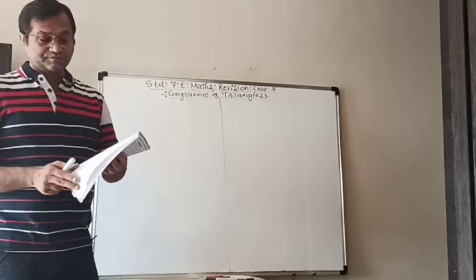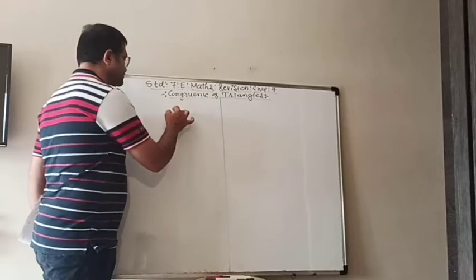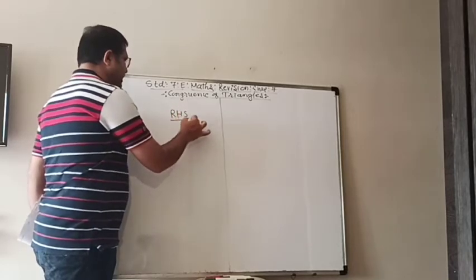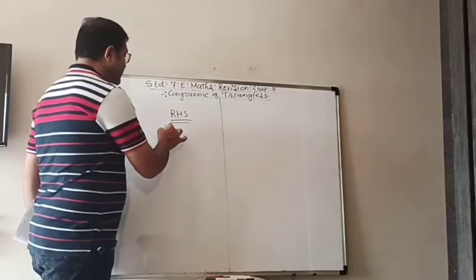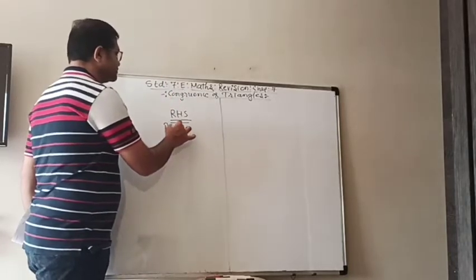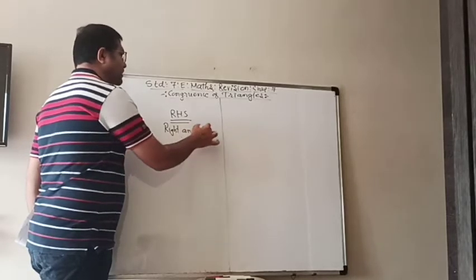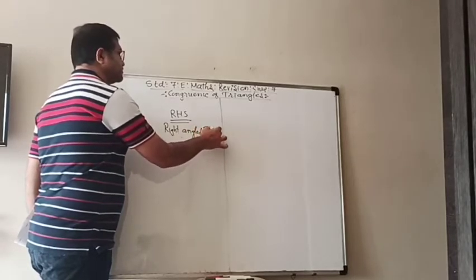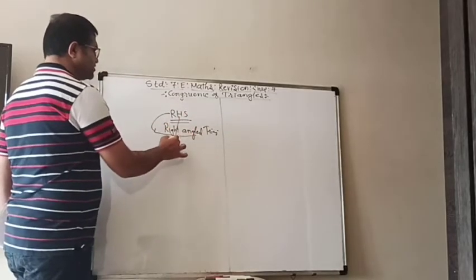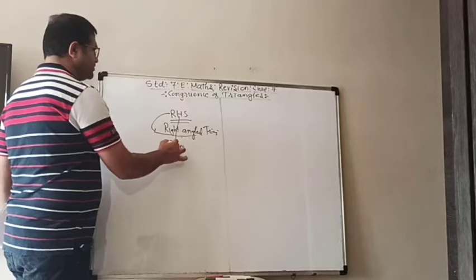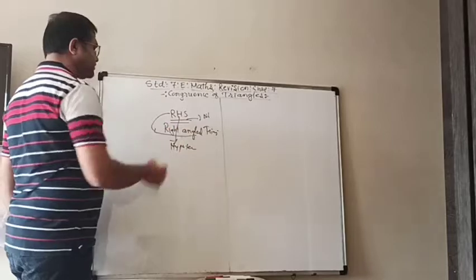And lastly, the fourth, that was the RHS congruence rule. The RHS congruent rule can only be applied to right angled triangles. There must be two right angled triangles. So R stands for right angle, H stands for hypotenuse, and S is obviously side.